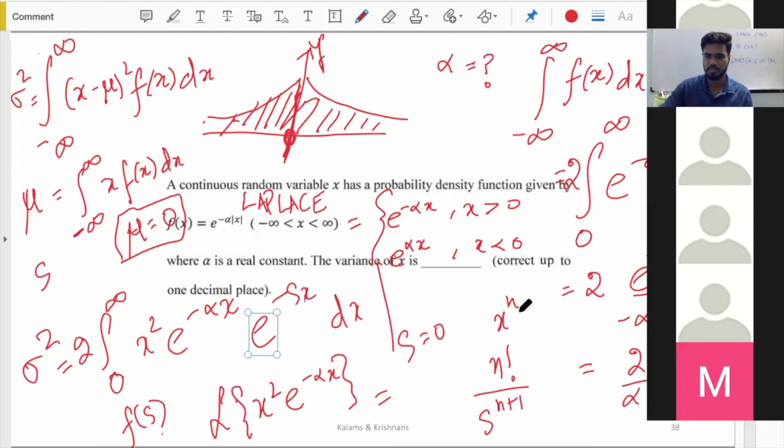Standard Laplace transform. So instead of n, we have 2 here. So 2 factorial and s power 3. Fine. But we have this thing multiplying over here. When some exponential term multiplies it, how does it show up in the Laplace transform? One of the properties of the Laplace transform.